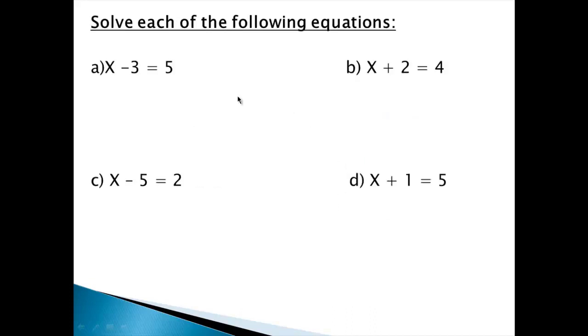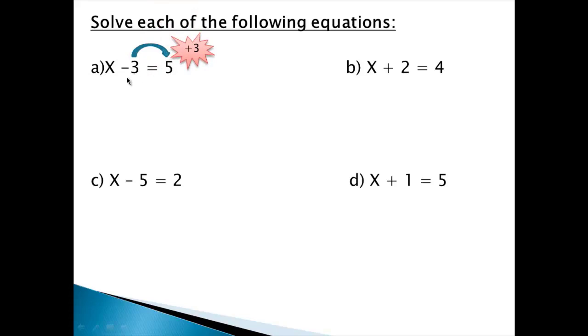Now, solve each of the following equations. Letter A, x minus 3 equal 5. Now, ask yourself, how can I solve this equation? At the first, we must let the variable in a side and all the numbers go to the other side. So we need to let this number go to the other side with 5. How can we let the 3 go to the other side? As we can see now, the 3 will jump to the other side.